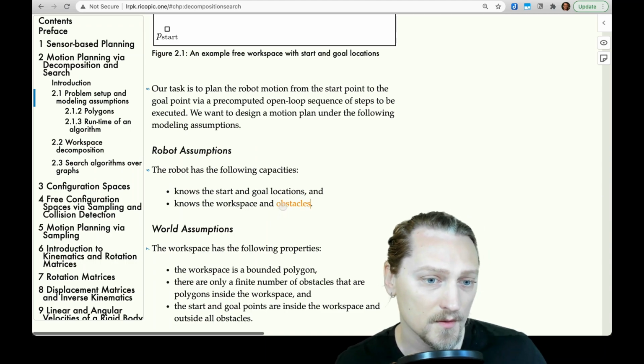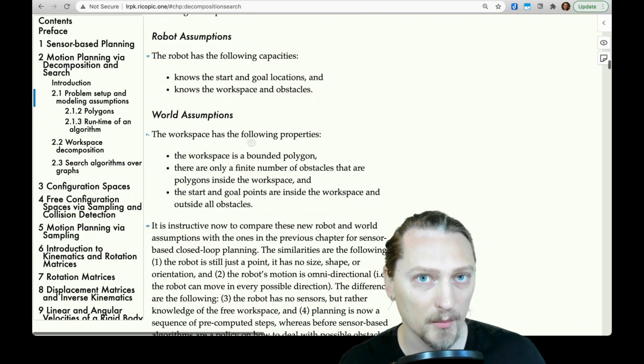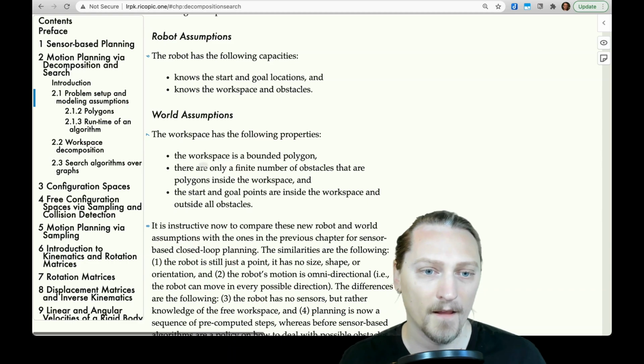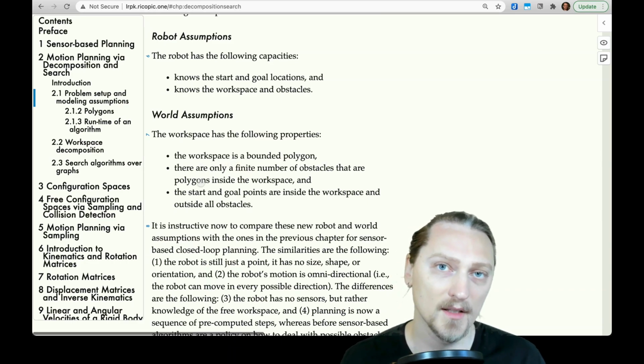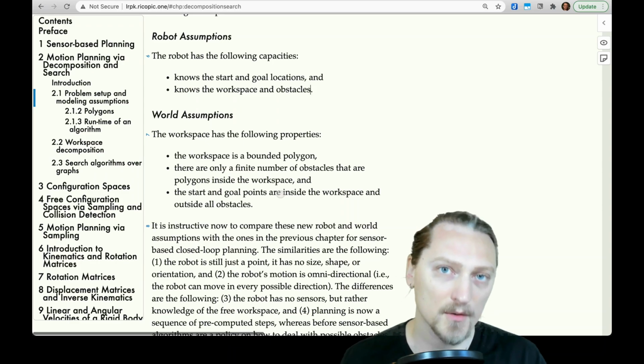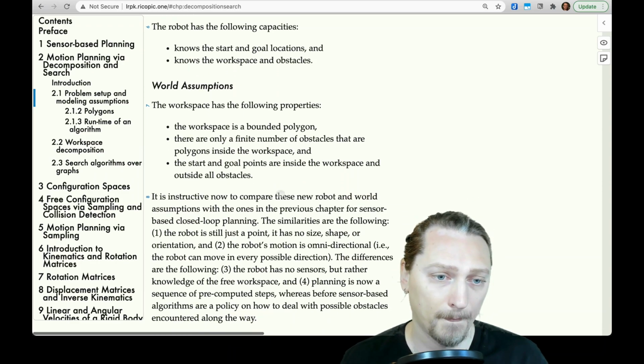World assumptions. The workspace has the following properties. The workspace is a bounded polygon. There are only a finite number of obstacles that are polygons inside the workspace, and the start and goal points are inside the workspace and outside all obstacles.